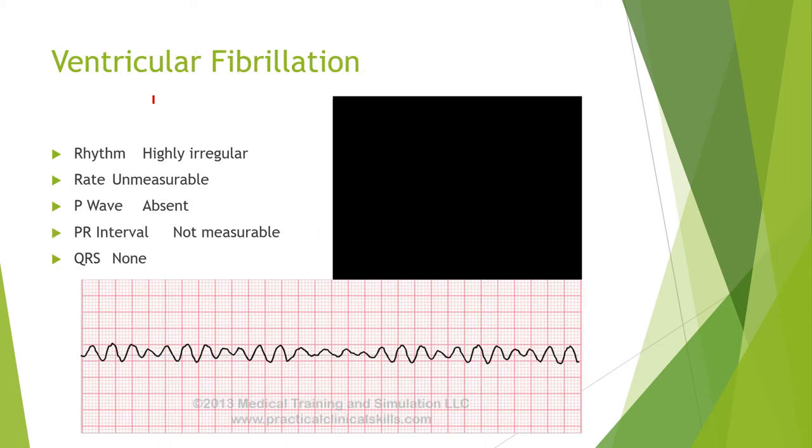Here's that key word again, fibrillation. Essentially, it's just quivering. It could be highly, highly irregular and very, very fast, 350 beats per minute, but it's not actually beating. There will be no pulse with this. It's unmeasurable. There will be no P waves. There's not going to be any PR intervals. There's no actual discernible QRS. It is essentially just a very quivering heart firing in every part of the heart.